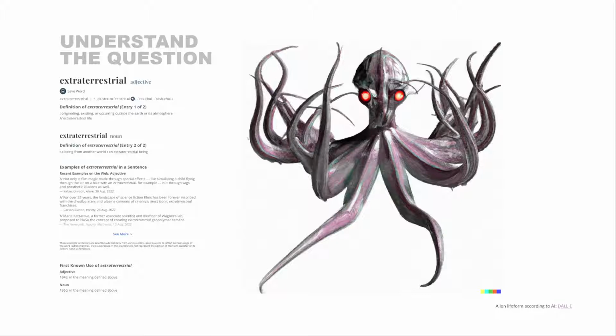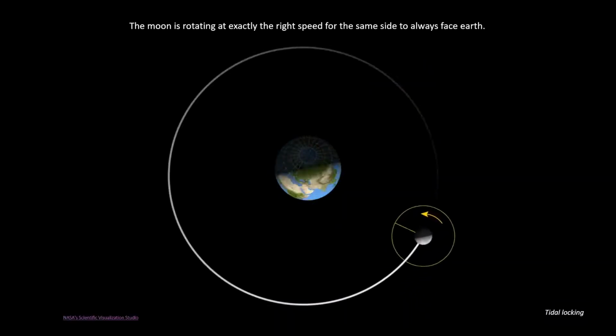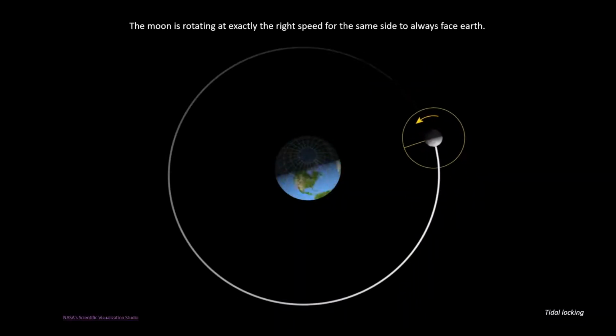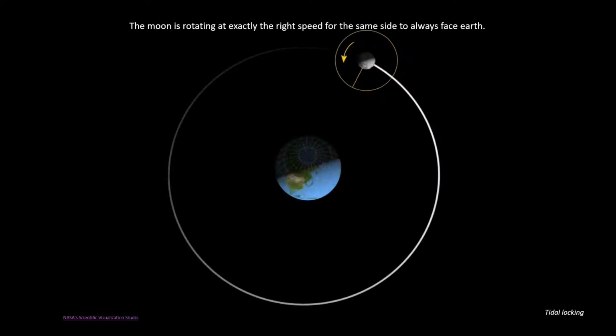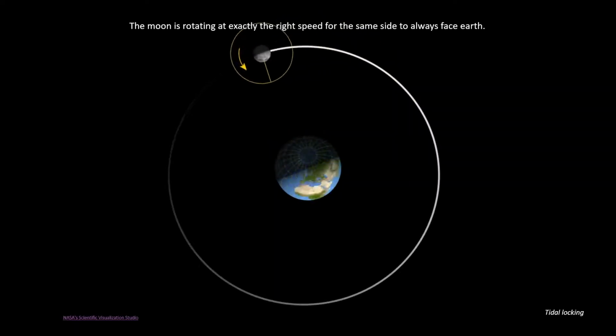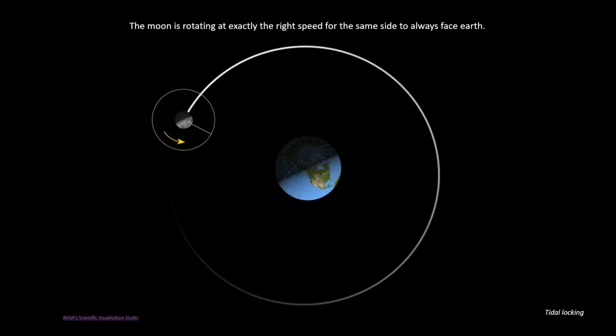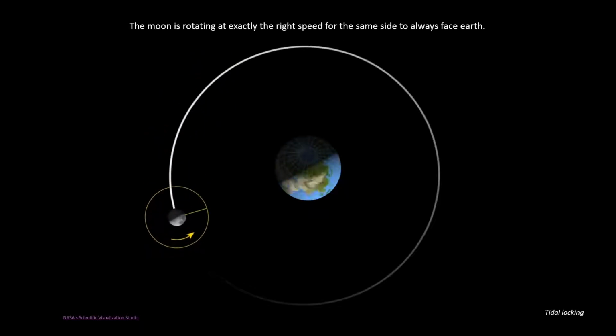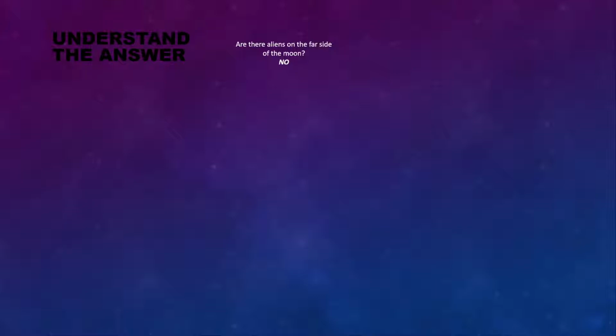So first, there are some words in the question that we need to understand, because we need to understand the whole question. The first word is alien, and in this case we're referring to something extraterrestrial. The second part that could be complicated is the far side of the moon, and as it happens, the moon is rotating at exactly the correct speed for the same side of the moon to always face the Earth. So the moon has a far side that cannot be seen from Earth.